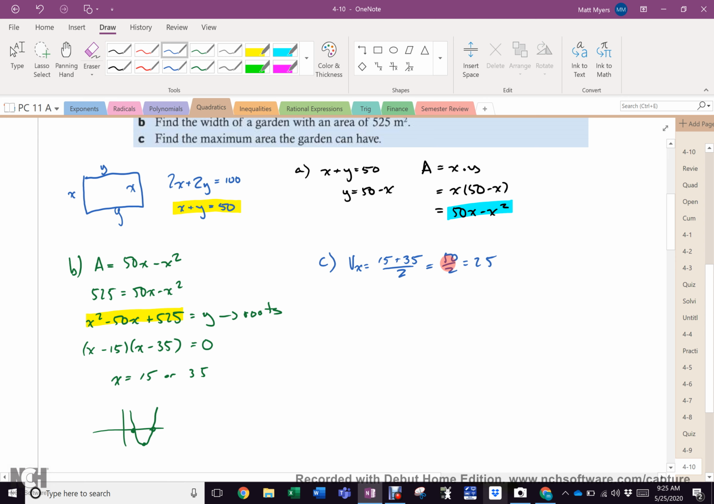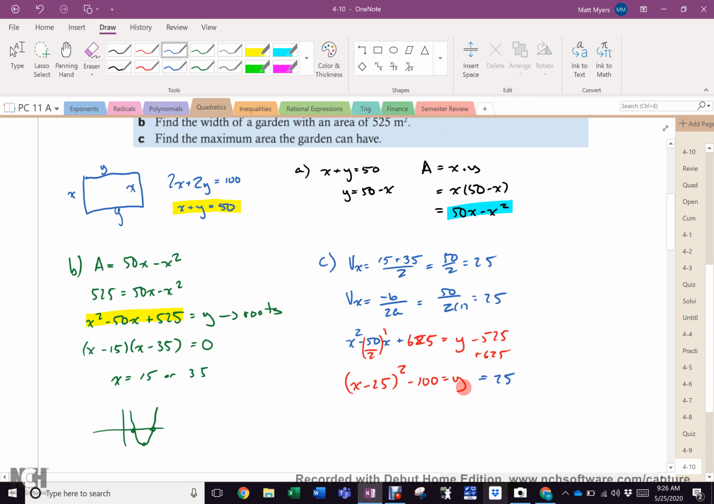I could have found that in a lot of other ways. I could have used vertex X equals negative B over 2A, which would have gotten me 50 over 2 times 1, again 25. I could have completed the square: X squared minus 50X plus, remember I divide that by 2 and square it, 625 equals Y. I brought the minus 525, but I added 625, so X minus 25 squared minus 100 equals Y. There is my vertex X. Again, it's 25, so it's always going to be 25.